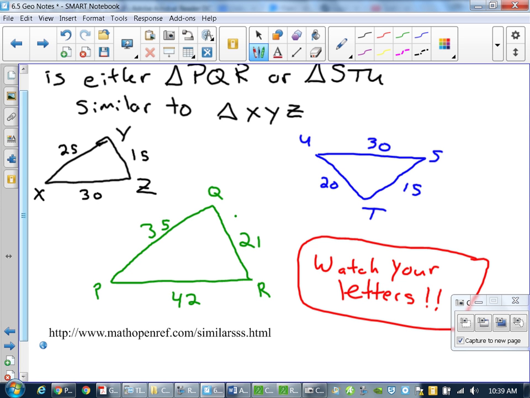That's PQ, QR, RP, I believe. Then XY, 25, so we got 25, 15, and 30. And what we do then is just check it.